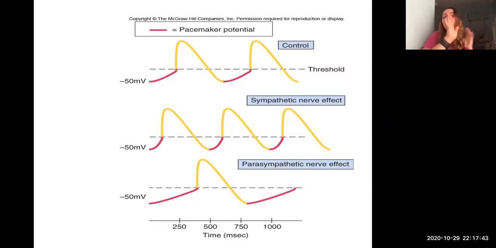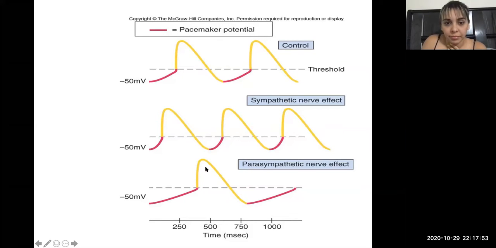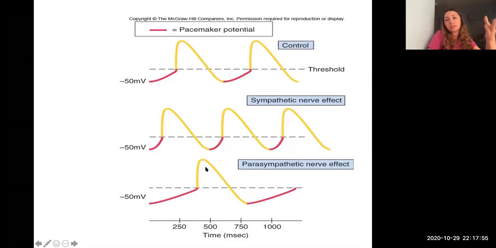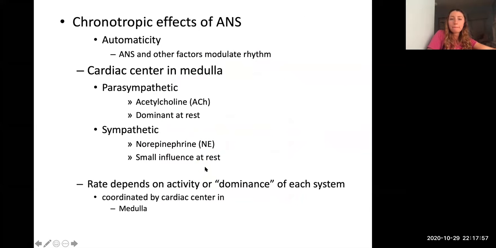Anyways, okay. All right. So this is basically showing you the different effects that the parasympathetic and the sympathetic nervous system have on the nodal cells. The parasympathetic division is dominant at rest, and the sympathetic nervous system has a small influence at rest, and the rate depends on the activity or dominance of each system, which is coordinated by the cardiac center in the medulla.